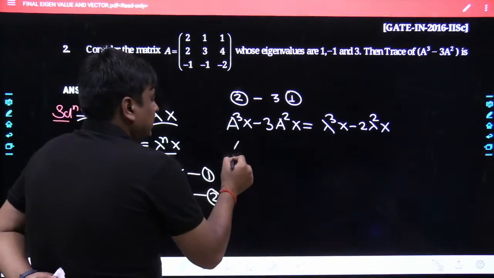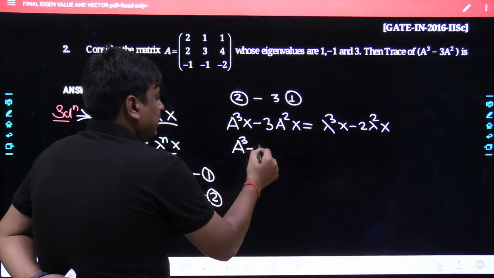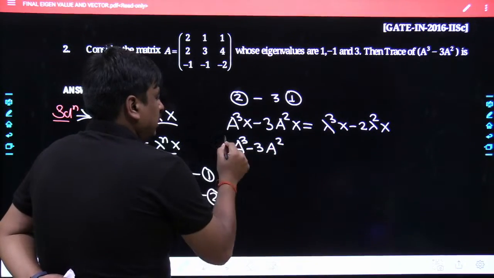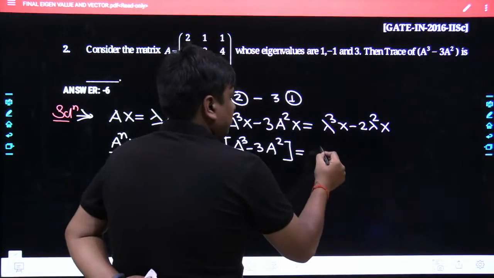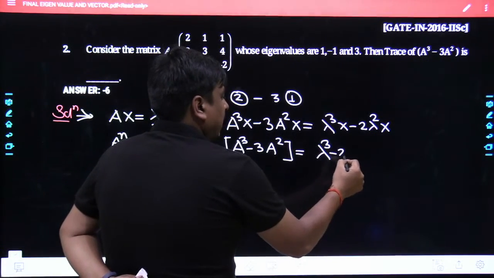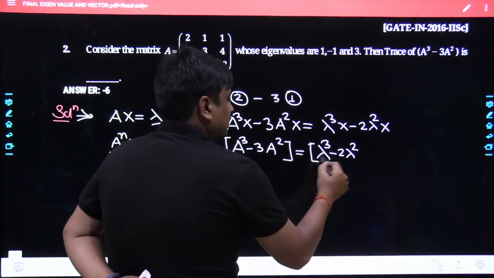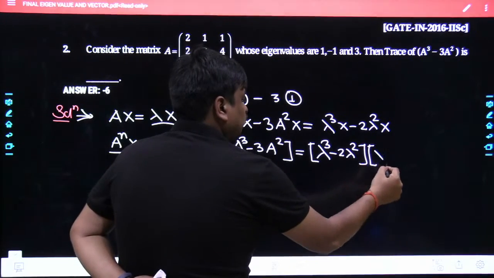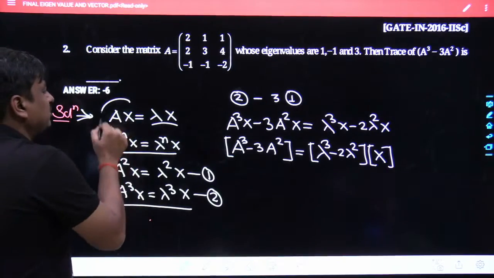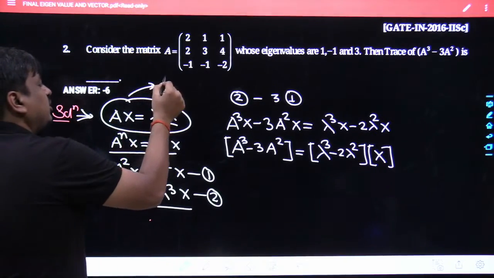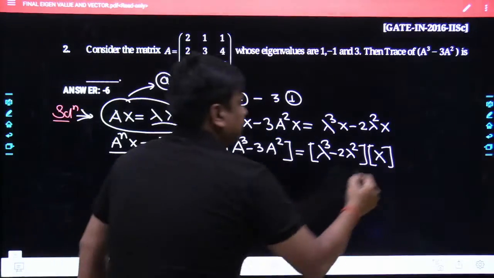Now let me do one thing. x can be taken common, so here it becomes A cube minus 3 times A square is equal to lambda cube minus 2 lambda square. Now just compare these two equations. Let's call this equation number A, and let's call this equation number B.